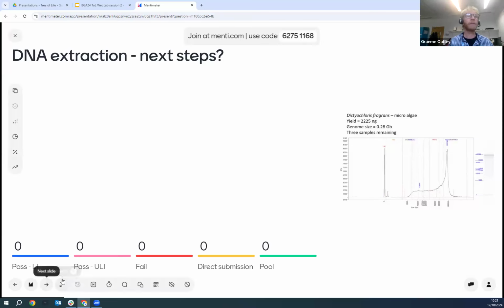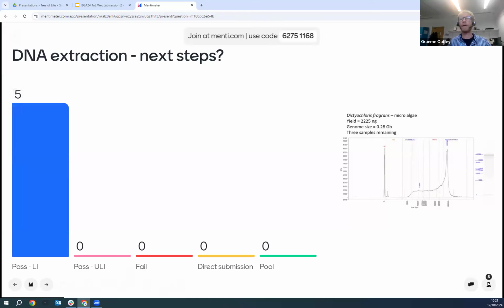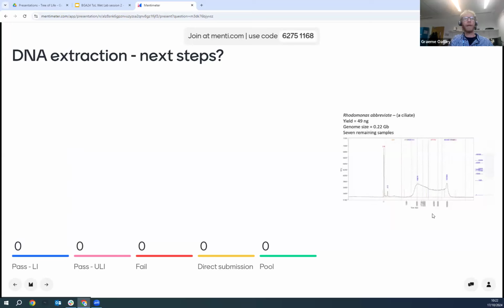So I hope everyone's had a chance to vote. Let's have a look at the responses. Has everyone voted? Yes. So we have 5 responses, pass for LI. That's exactly what we do with this sample. As I said, the yield is very nice. We've got a nice high peak of DNA. And even though the genome size is relatively small, we would definitely choose LI over ULI library prep in most cases. Okay, move over to the next one.